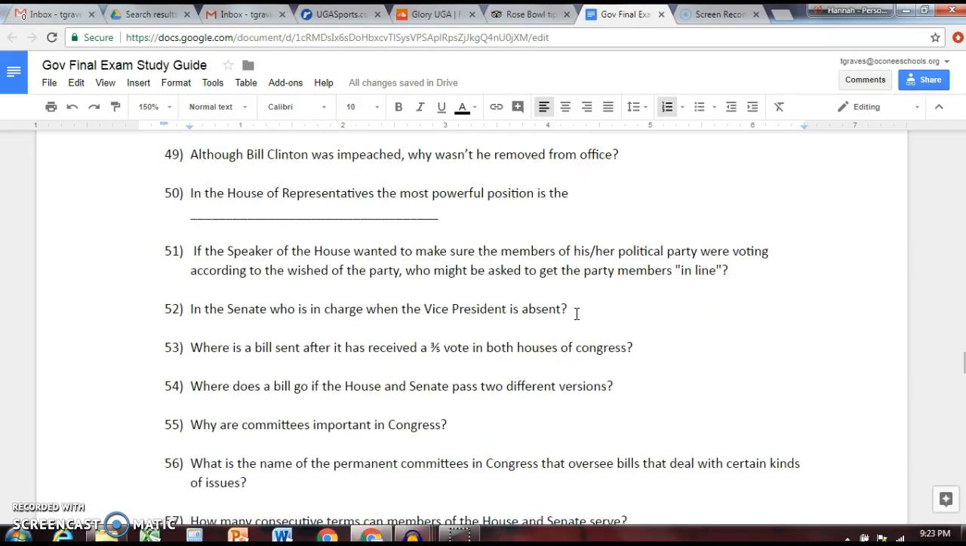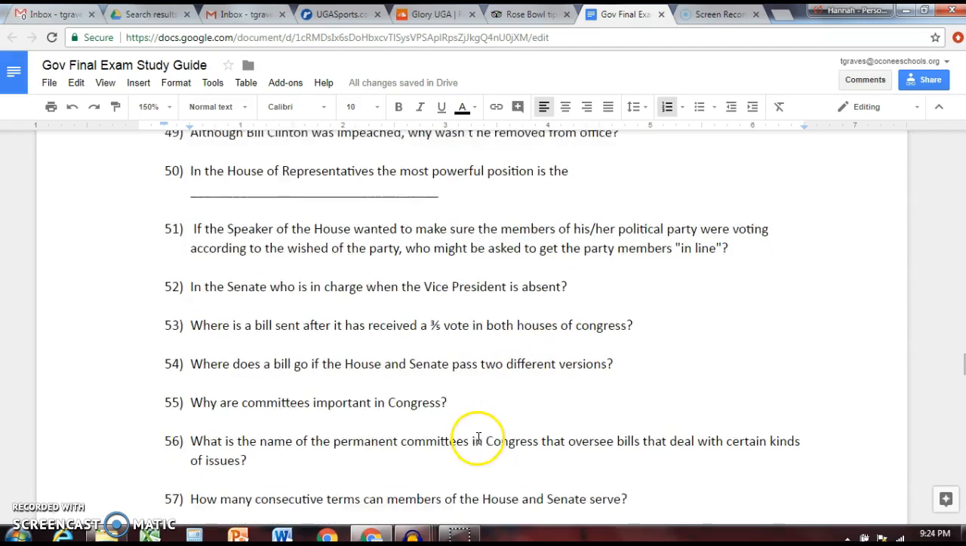Number 55, why are committees important in Congress? So they give us a chance to hold hearings on a bill and determine whether or not it is really a good bill that we want to go forward with. You can have experts come and testify and have it open there for people to figure out what this bill is all about.